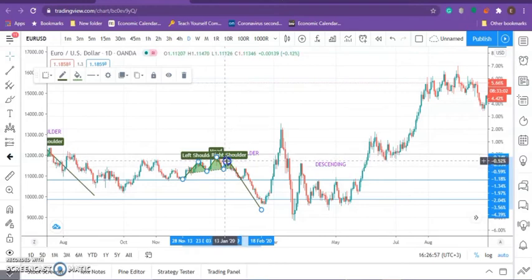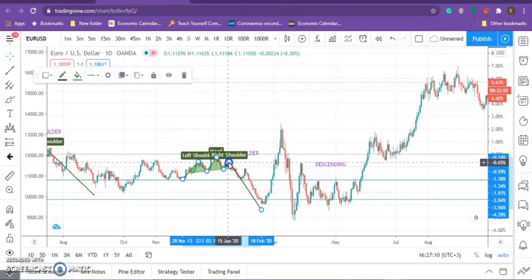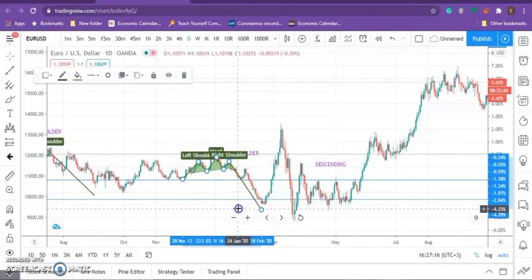This is where you have the strongest amount of pips in this head, left shoulder, right shoulder pattern, or head and shoulder pattern. The right shoulder is where we have the maximum amount of pips. As you can see here, it's almost 5% on the sell. So those are very good pips.